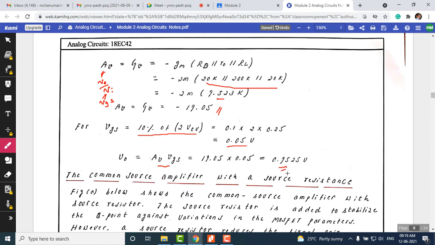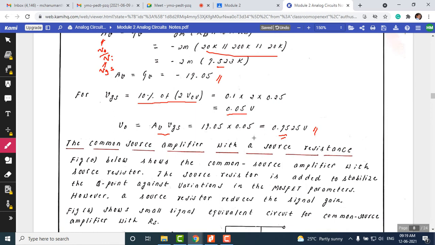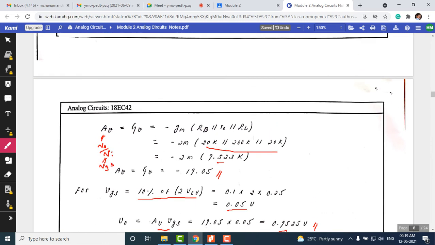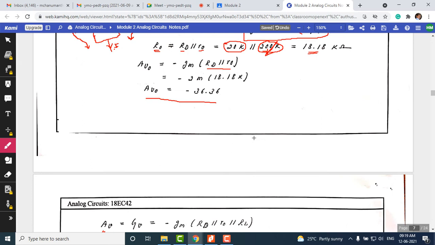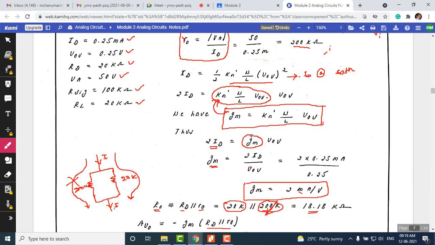Look at this now. To maintain linearity at the input side, we are limiting the sine wave peak to 0.05 volts, and linearly, the value of the output voltage is going to be 0.9525 volts. So this is the output voltage, which is linear with the input voltage here. Okay, so that's how the problem needs to be solved. I think we have obtained all the things that are asked in the problem.